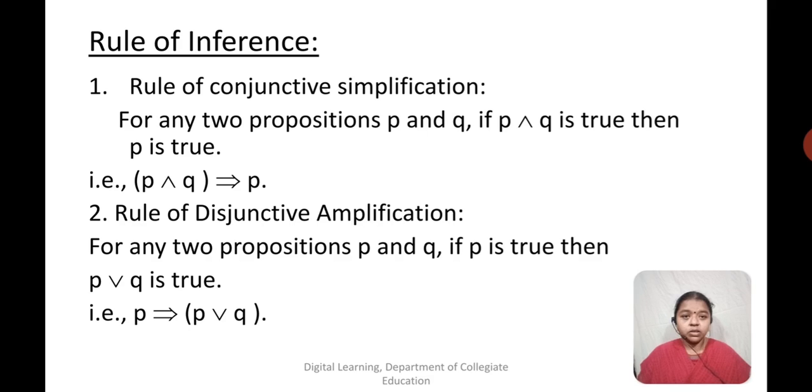The second one is known as the rule of disjunctive amplification. Now disjunction is or and conjunction is and. The rule says for any 2 propositions P and Q, if P is true, then P or Q is true. In symbols, it says P implies P or Q.